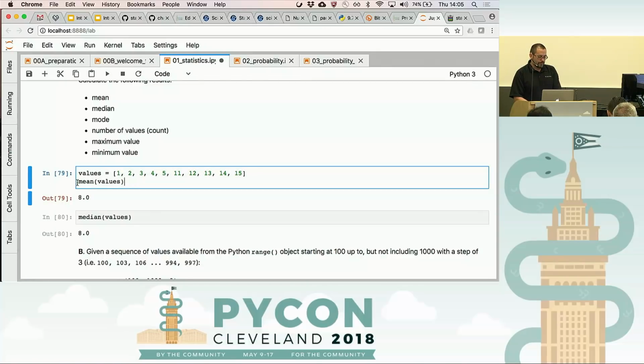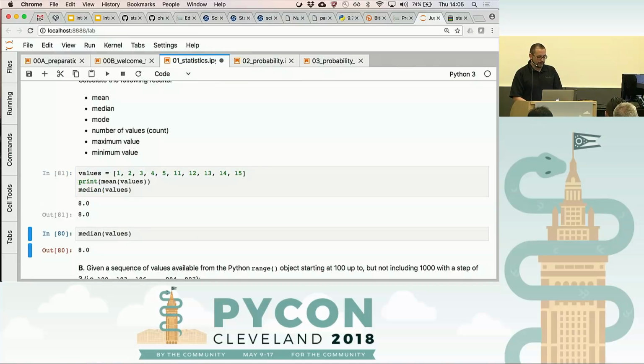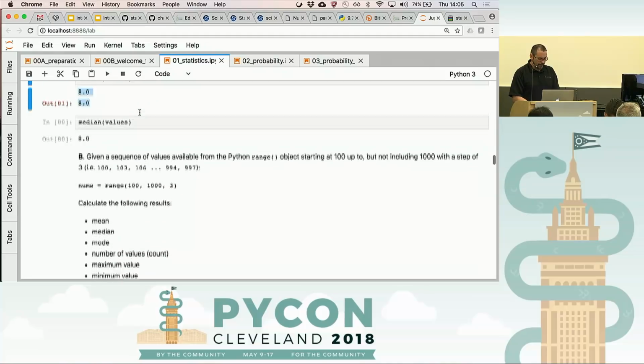Or you can do some extra typing, and you can put the word print in here for the first one, and it will print, and you can put median values. So it will print the first one, and then it will execute the second one. Notice we get a slightly different output. Print actually displays to the screen. Median values actually executes and is released as an output. But that's a nuance. All right.